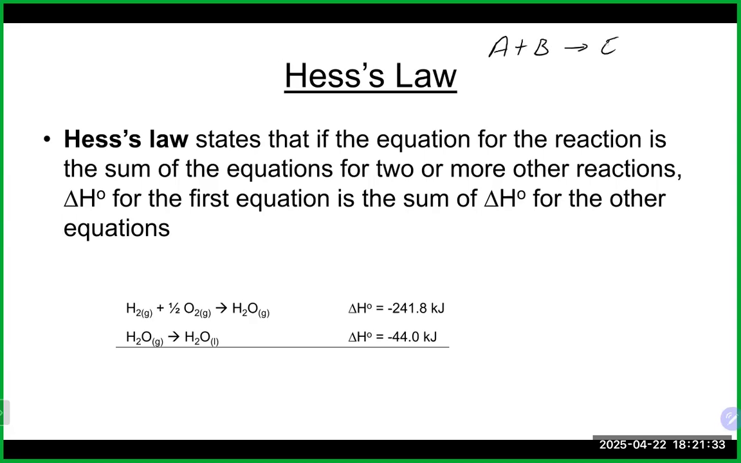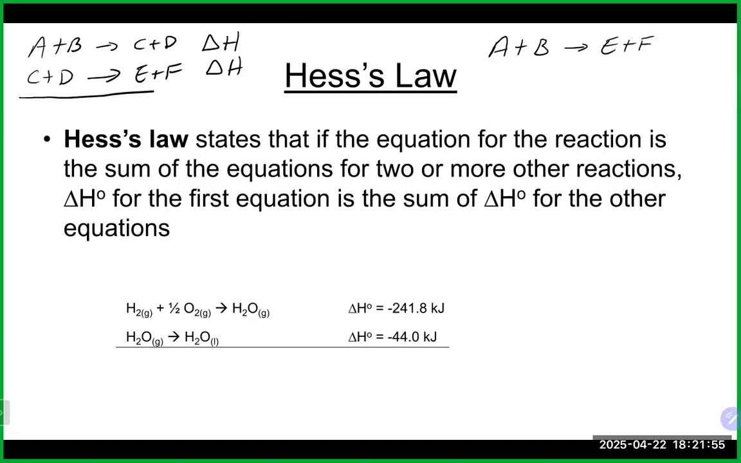So for example, if we have this reaction here, it may actually be the result of a couple of steps. Maybe we have A plus B goes to C plus D, and maybe there's a delta H for that. And maybe we have C plus D goes to E plus F, and maybe we have a delta H for that one. In this case, we can add these together. Anything on opposite sides of the arrow that are the same can cancel out, and that gives us the overall reaction that we're actually looking for.